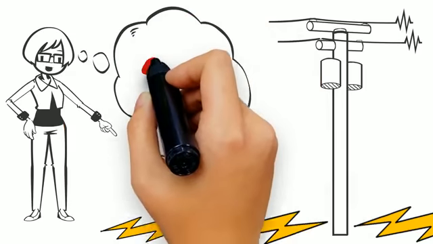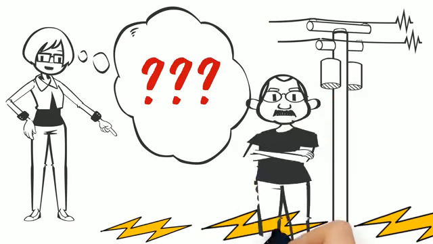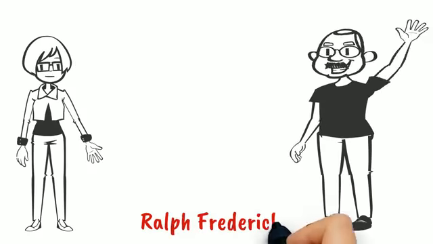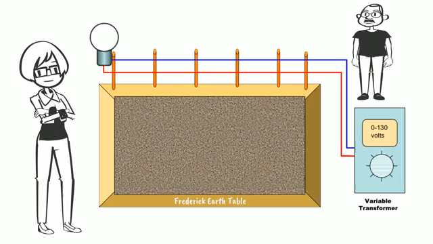The concept of electricity flowing through the ground is difficult for some people to imagine, so a good friend of mine offered to help. This is Ralph Frederick. And this is what Ralph really looks like. Ralph, would you like to explain what you did?